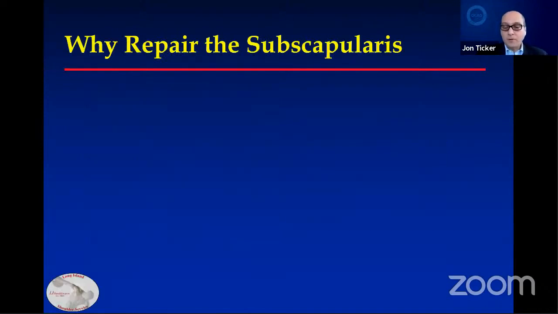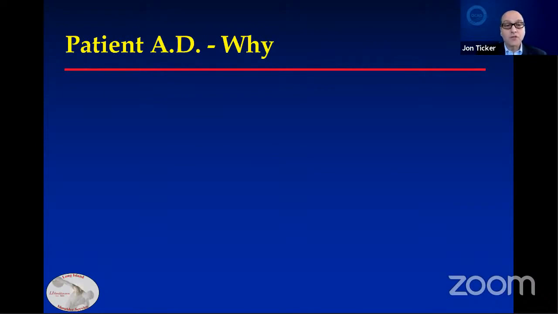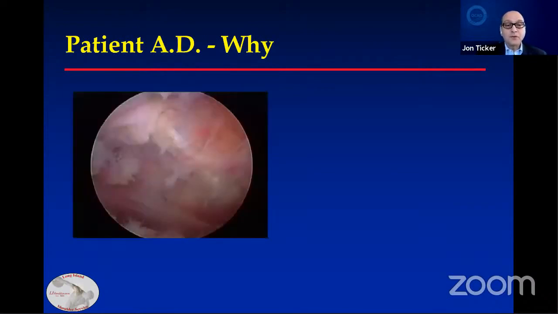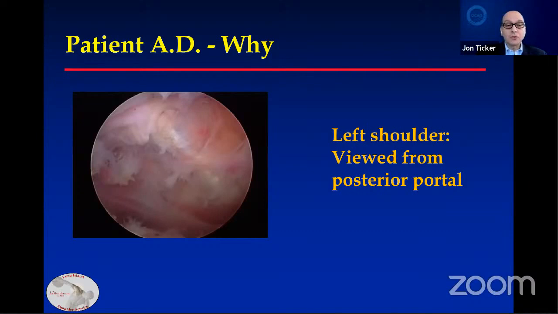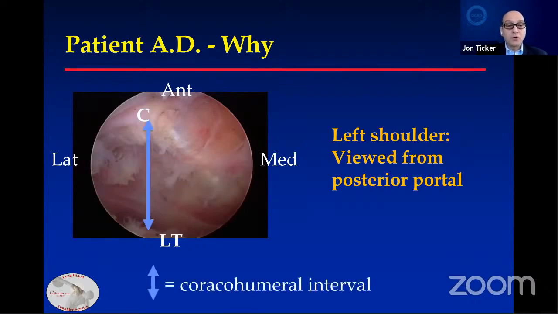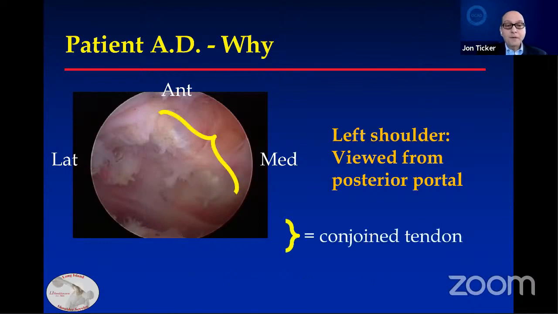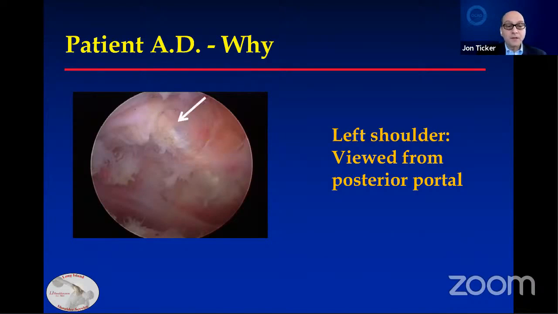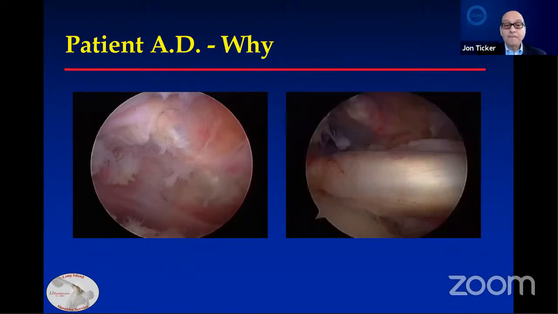Why is it important to repair the subscapularis? So let's lay the groundwork here. I'll show you one patient. This is viewing from posterior in the left shoulder, some landmarks of the coracoid and the empty or bare lesser tuberosity. This is the coracohumeral interval. This is the conjoined tendon, which includes the short head of the biceps. And what's missing here, again, the conjoined tendon, is there's no subscapularis, as you can see here.